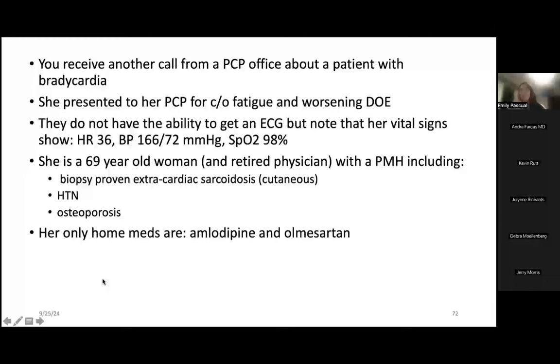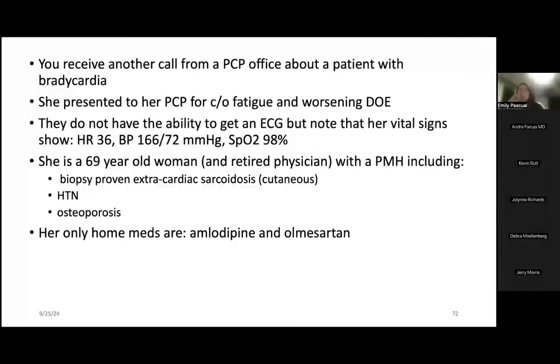So you get another call from a primary care office about a patient with bradycardia. She came to her PCP because she's been feeling really tired. And also she's been having dyspnea on exertion. They don't have the ability to get an EKG. They don't have an EKG machine at their office. But they note that her vital signs show a heart rate of 36. Her blood pressure is 166 over 72.